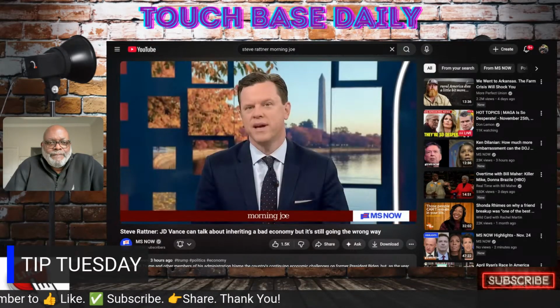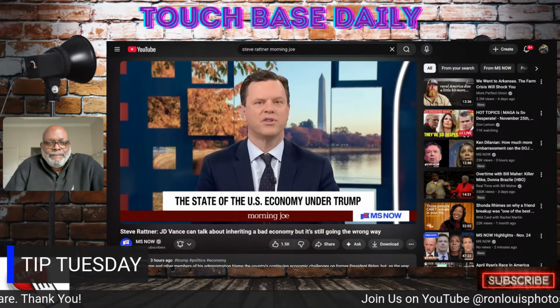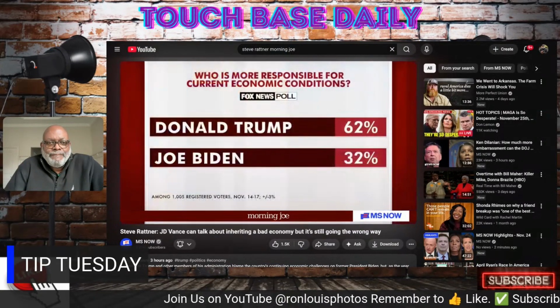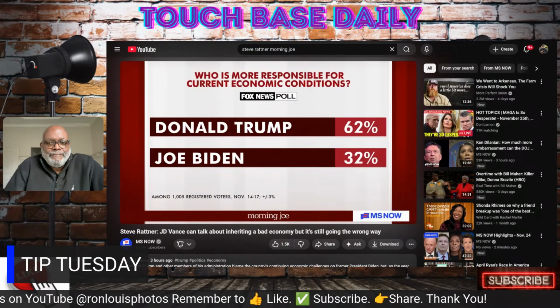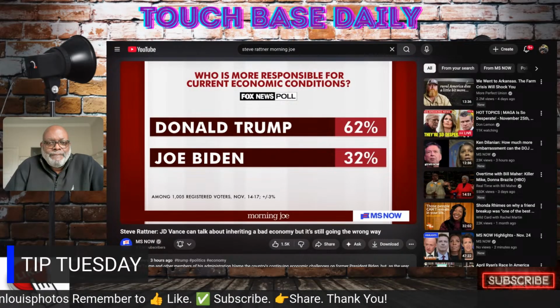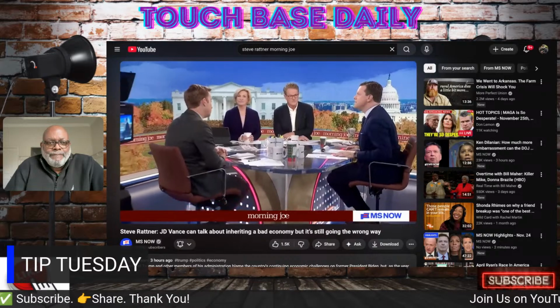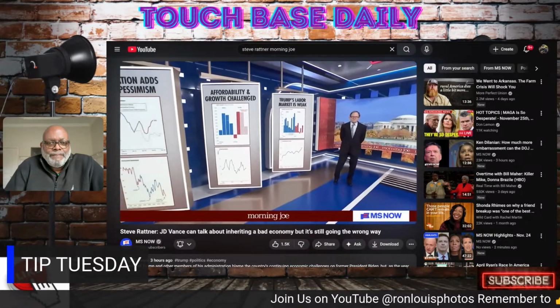Vice President J.D. Vance, on Fox News earlier this month, blaming the Biden administration for the country's current economic issues, particularly on affordability. But a recent Fox News poll shows almost 2/3 of voters surveyed say President Trump is responsible now for America's economy. Join us now, former Treasury official, Morning Joe economic analyst Steve Ratner, with his charts on the state of the economy. This is a triumphant return.